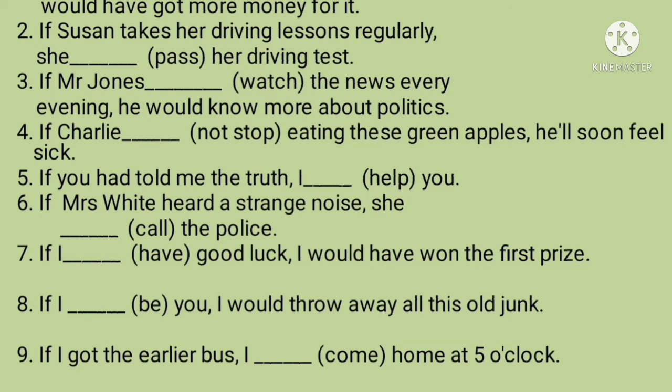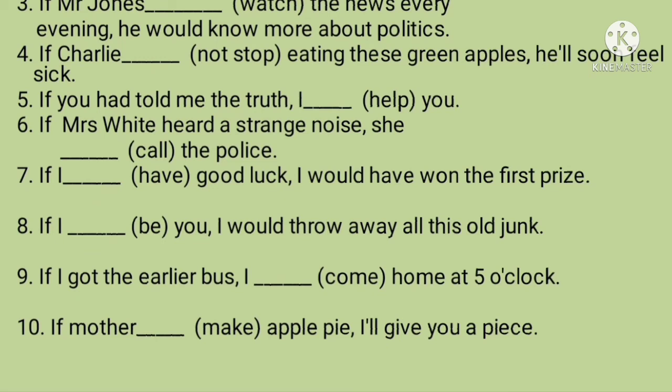Sixth one: if Mrs. White heard a strange noise, she would call the police. Since heard is a simple past tense, would plus bare infinitive will come. Then the seventh one: if I dash good luck, I would have won the first prize. So would have won is would have plus past participle, the third type. So in the if clause it will be past perfect: if I had good luck. Eighth one: if I dash be you, I would throw away all this old junk. So I would throw, would plus bare infinitive, indicates the second type. So here it will be if I were you. Ninth one: if I got the earlier bus, I dash home at 5 o'clock. So if I got, simple past tense, it is the second type: I would come home.